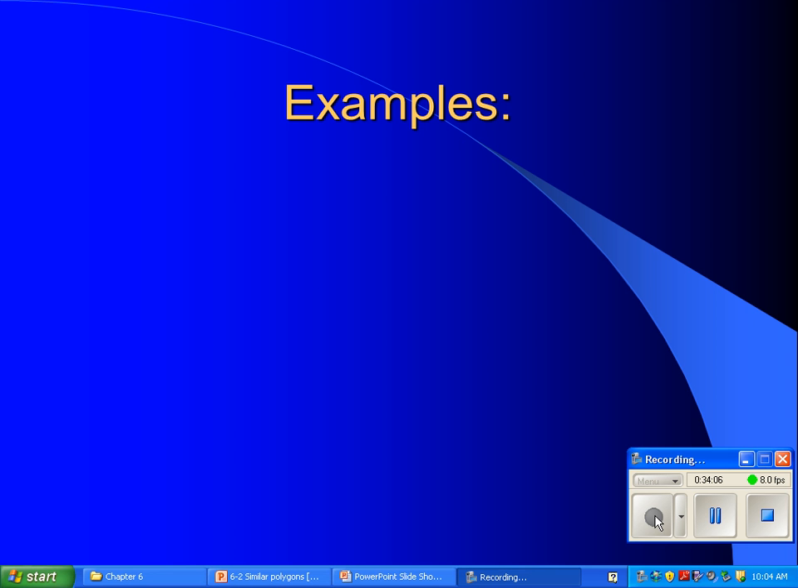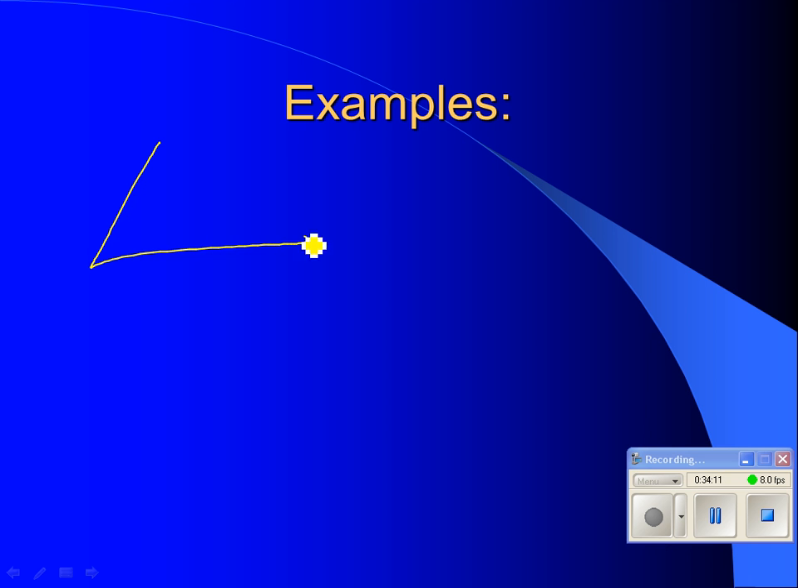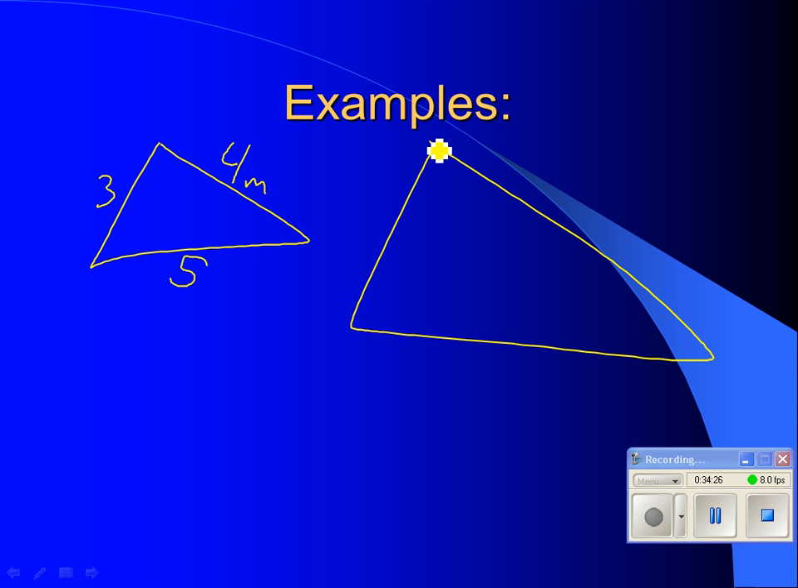Triangle has side lengths 3 meters, 5 meters, and 4 meters. So I have this triangle, 3 meters, 5 meters, 4 meters. The triangle is enlarged so that the larger triangle, so we're making it bigger, has a scale factor of 5. So scale factor is 5. Find the perimeter of the new triangle.